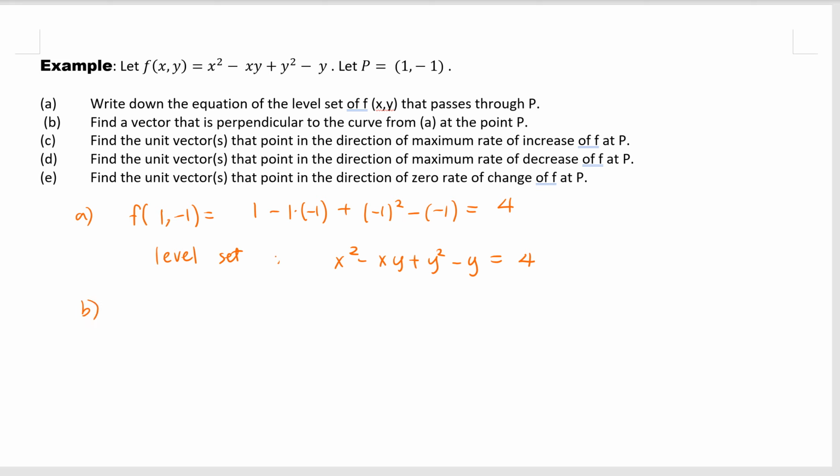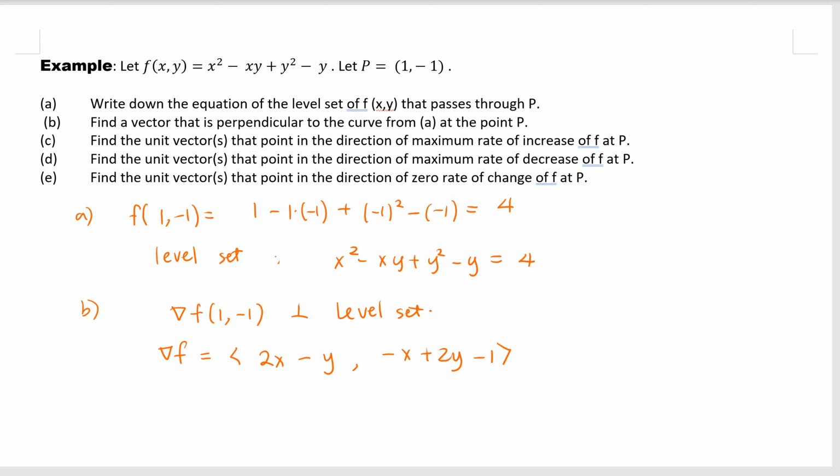Part b: find a vector that is perpendicular to the curve at the point P. We know that the gradient vector at (1, -1) is perpendicular to the level set, the level curve as well, same thing. So it's enough to find the gradient vector and evaluate it at that point. The gradient vector equals: the derivative with respect to x is 2x - y, and with respect to y we have negative x plus 2y minus 1. Is that okay, everybody?